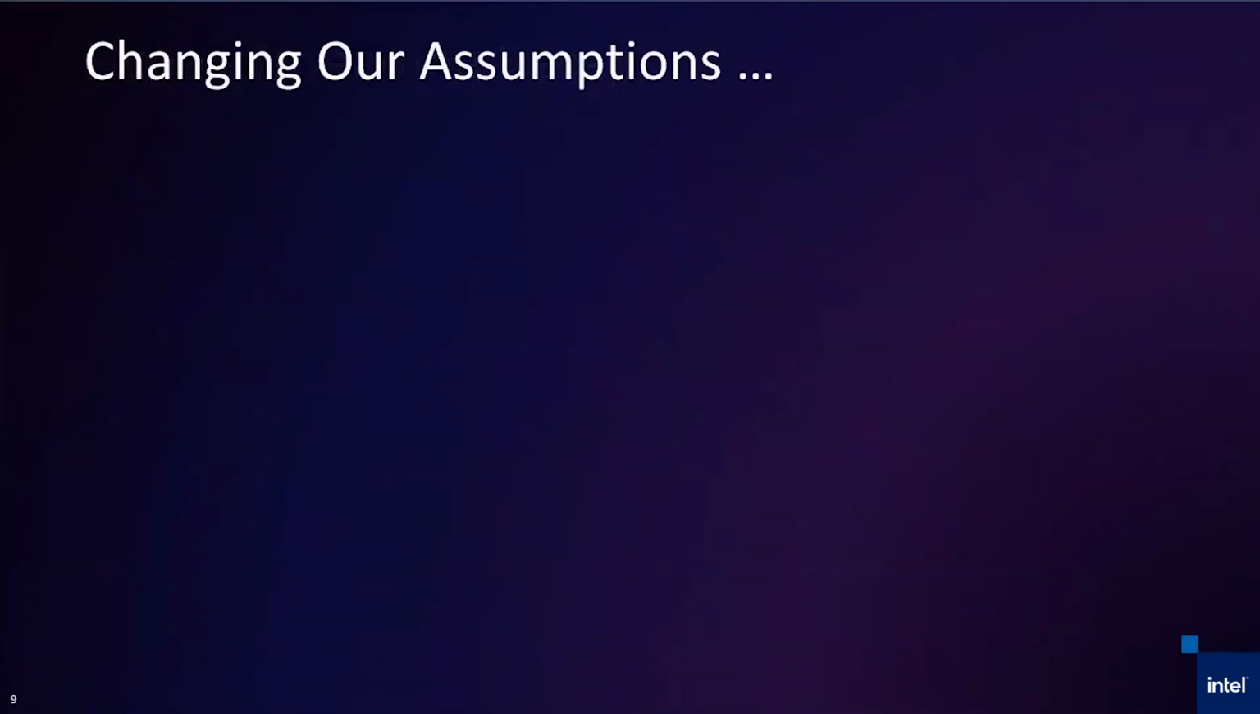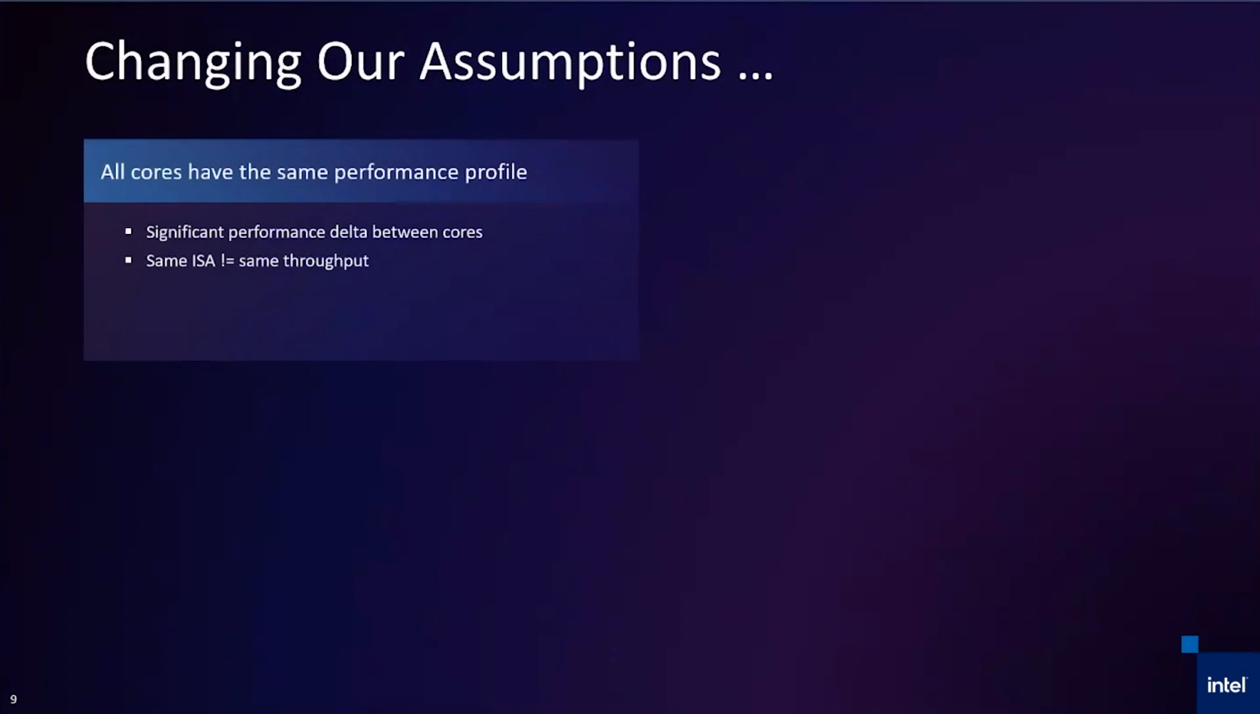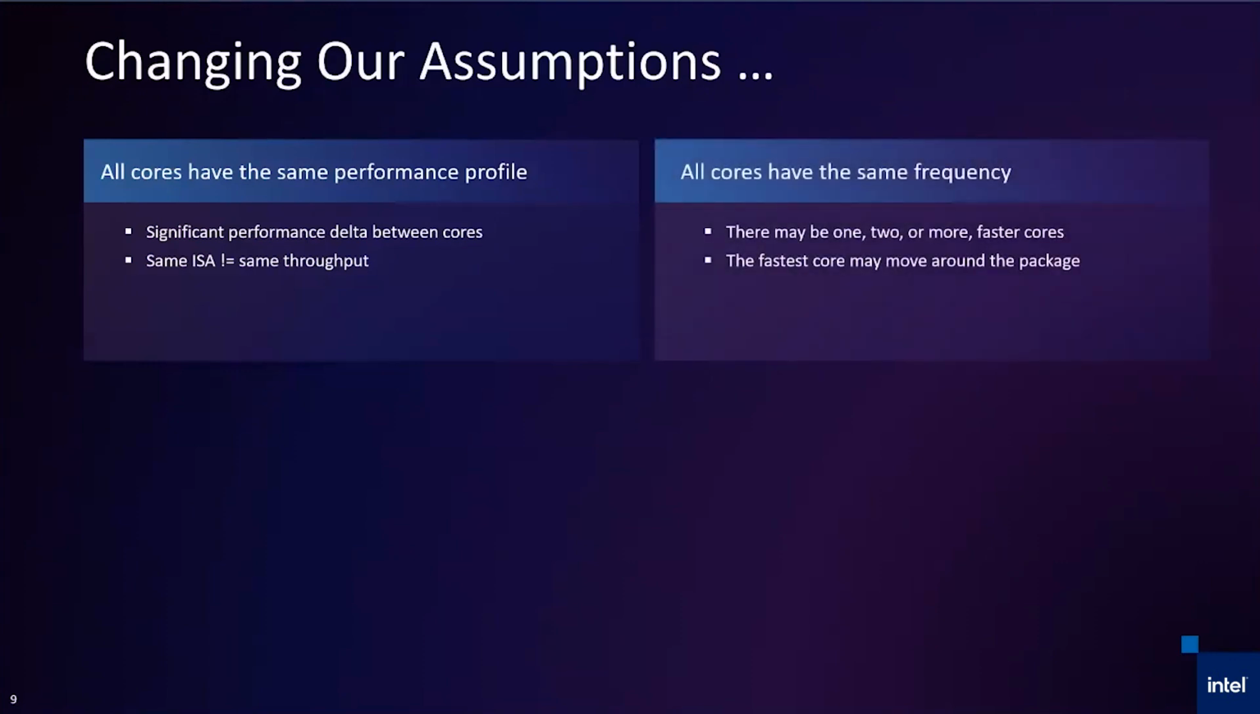It means we have to change many of our assumptions about writing code on hybrid. The first assumption to question is the basis that all cores would have exactly the same performance profile. This is definitely no longer the case. Even the same ISA can have very different throughput between core types. In addition, not all cores have the same frequency anymore.